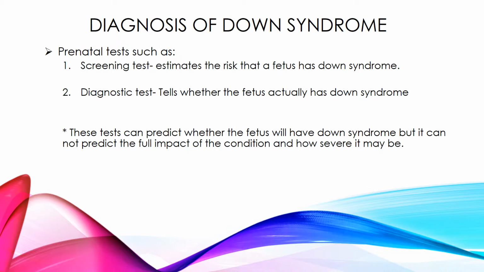It tells whether the fetus actually has Down syndrome. A lot of people are scared to take the diagnostic test because there is a higher risk of the fetus being miscarried or having some risk with it. Examples of the diagnostic tests are chorionic villus sampling and amniocentesis. Even though the test can predict whether the fetus will have Down syndrome, it cannot predict the full impact of the condition or how severe it may be.